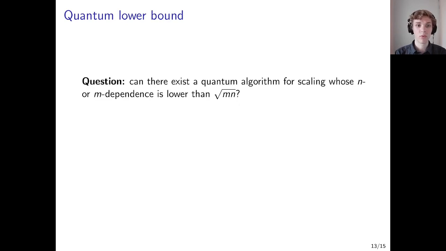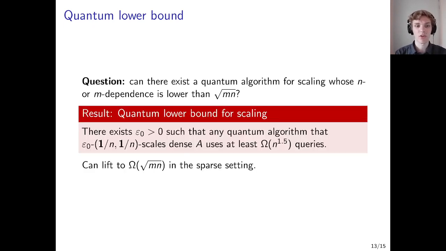Now, let's get to our lower bound. Because one might still hope that there exists a quantum algorithm for scaling whose n or m dependence is lower than square root of mn. However, we dash this hope by showing that there exists a universal constant epsilon zero, such that any quantum algorithm that scales with this particular precision to uniform marginals uses at least n to the 1.5 queries if the matrix is dense, or square root of mn queries if the matrix is sparse.